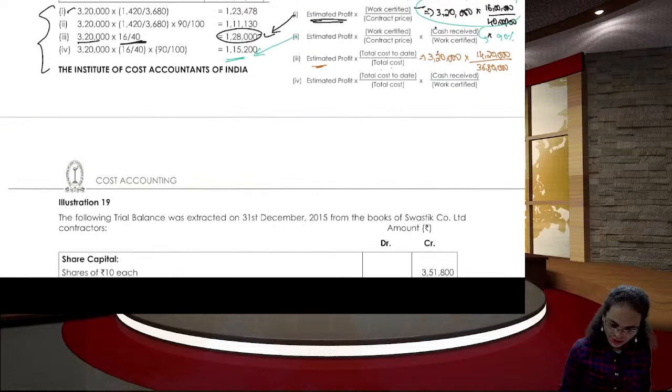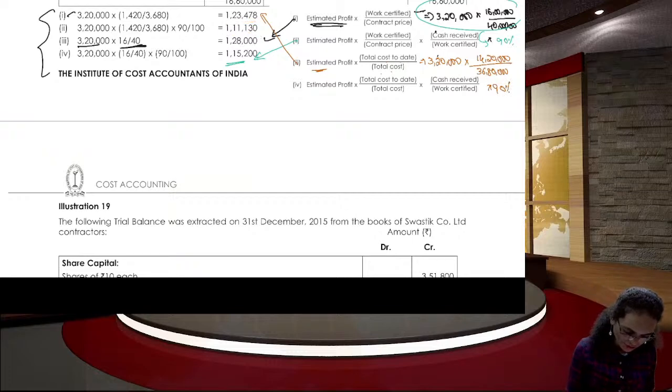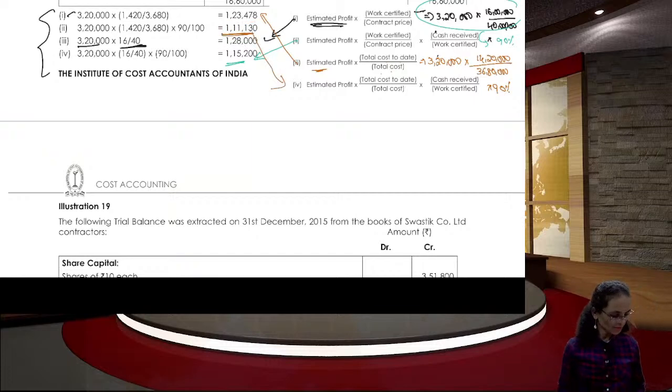That is 1,23,478. This one is this one. And into 90%, cash received by work certified, 1,11,130. This one. Understood, guys? Any doubts? Are you understanding? Please try to respond to me.